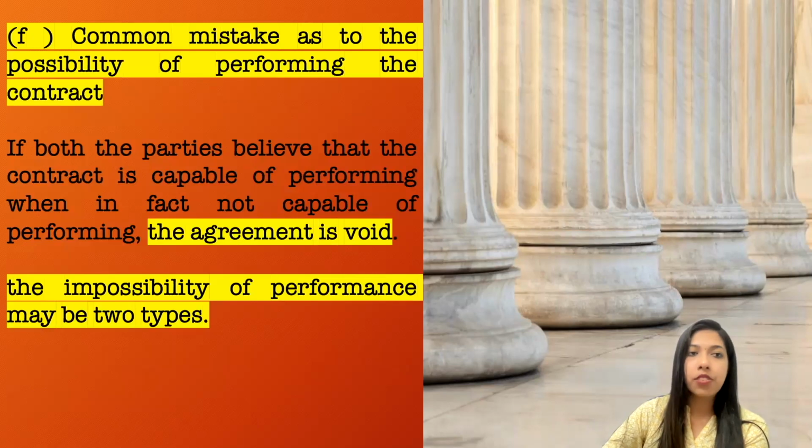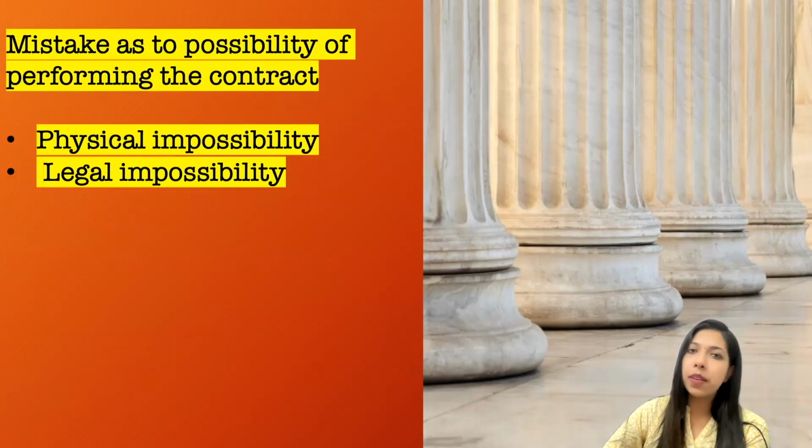Next is common mistake as to the possibility of performing the contract. Once you enter into the contract, we have to think about whether the contract will be possible to perform or not. If both the parties believe that the contract is capable of being performed, when in fact it is not, then the agreement will be void in nature. There are mainly two categories when it comes to the possibility of performing. One is physical impossibility, that physically it is not possible to perform. Second is legal impossibility, which means legally it is not possible to perform.